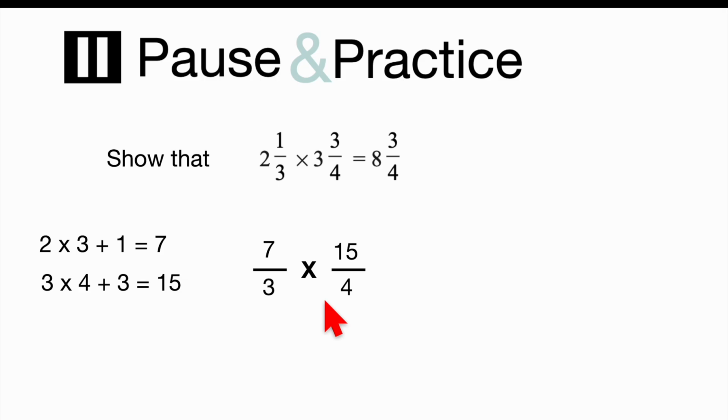7 doesn't divide by anything, it's a prime. But 15 divides by 3. So I'm going to divide 15 by 3 to get 5 and 3 by 3 to get 1. Now I've got 7 times 5 and 1 times 4. Well, it's still not very nice, but 8 times 4 is 32. So 35 quarters is 8 3/4 left over. And there's your answer.